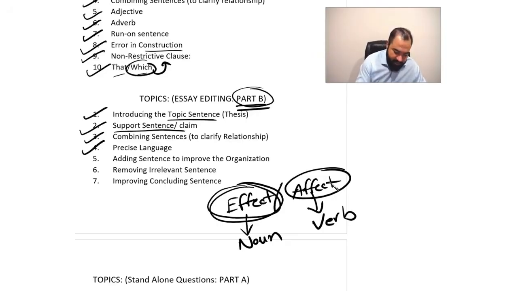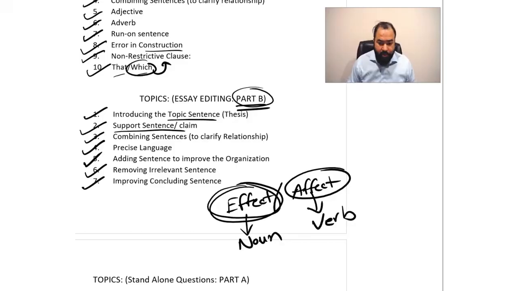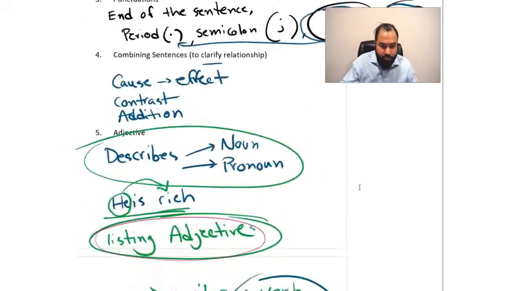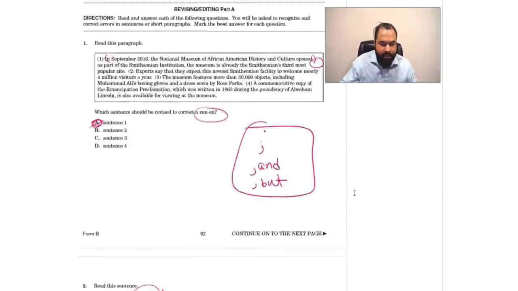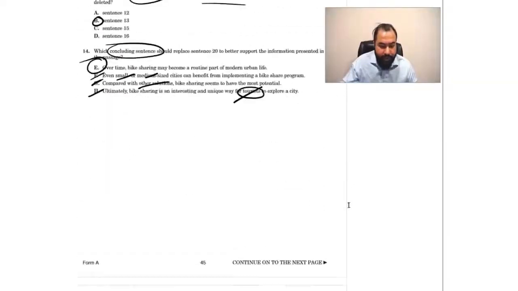We dealt with precise language. So let's say adding a sentence to improve the organization. We did removing irrelevant sentences. We did that. Improving the concluding sentence, like how to end the essay, right? We dealt with that as well. Okay, now let's work on a poem. You guys are going to have one or two of them.